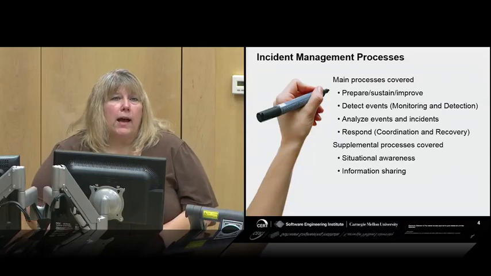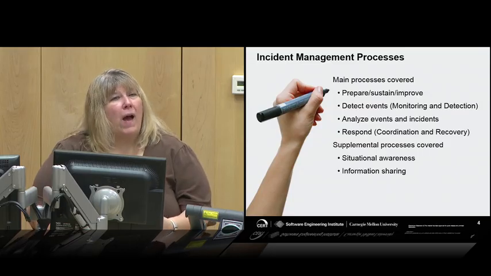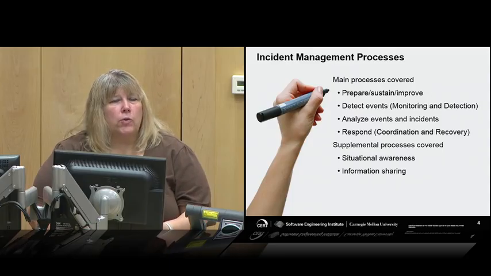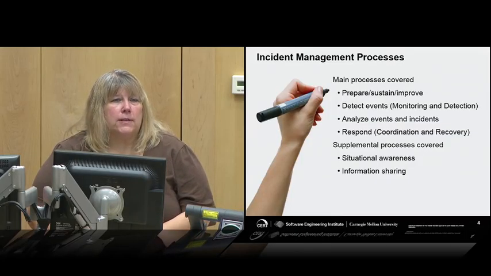So when we take a look at incident management itself, the main processes that we talk about are the prepare process, which includes not only all the things you have to have in place to ensure you can perform your incident management functions in a timely and consistent fashion, but also looks at what you need to do to sustain those functions and to ensure that they can continue and that they are institutionalized.